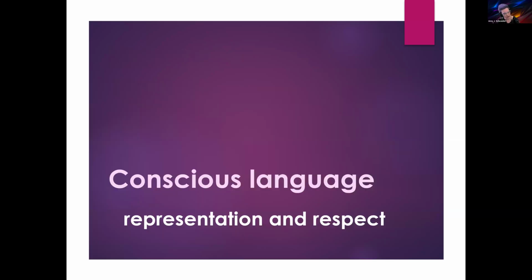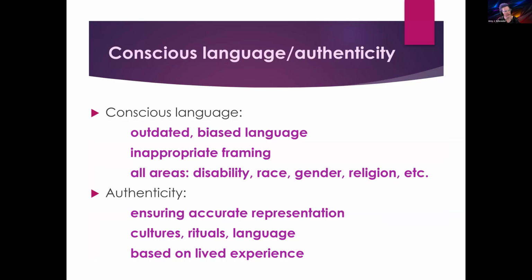Conscious language in fiction. I want to talk briefly about the difference between conscious language, which is about outdated and biased language, inappropriate framing of people or situations or cultural entities, and it affects all areas, whether it might be disability, race, gender, and so on. Authenticity is more about ensuring accurate representation of a particular culture or a particular people or a particular language. And authenticity readers are going to analyze based on their own lived experience. So they're the people you want to consult with, or that the author wants to consult, to make sure that they're representing a particular group accurately and respectfully.